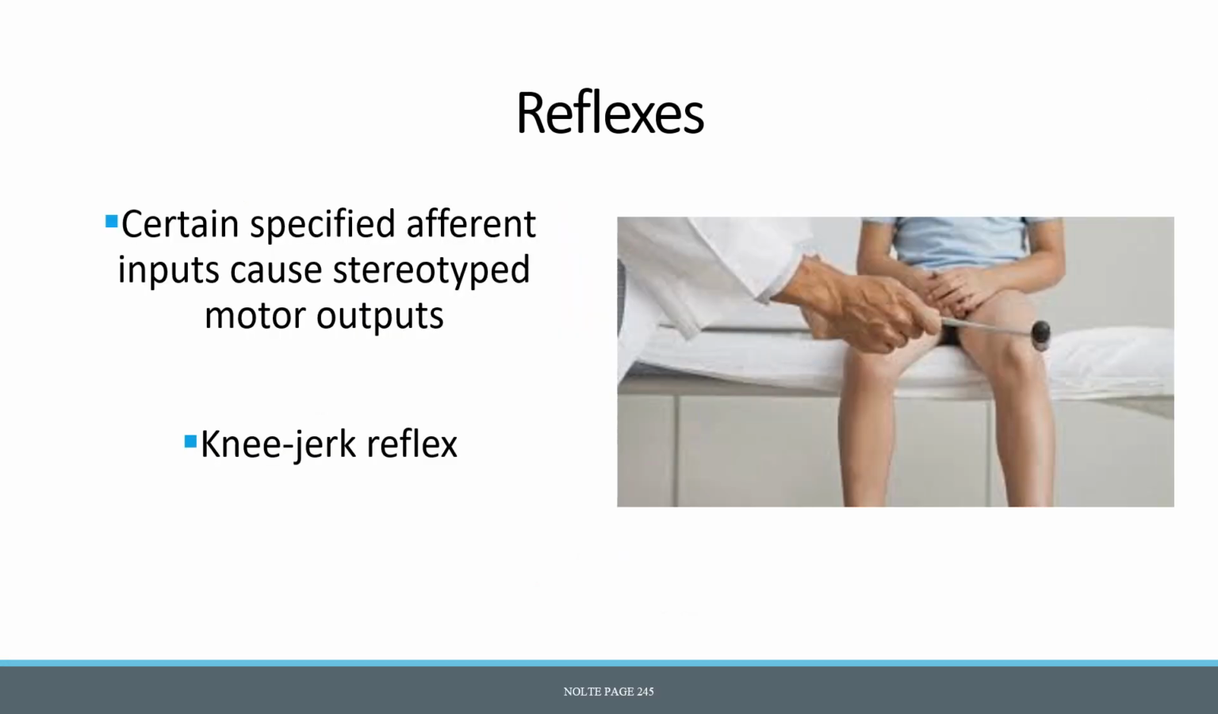Let's talk about reflexes now. So what is a reflex? Here's our definition. Certain specified afferent inputs cause stereotyped motor outputs. This is called a reflex. Our example here is the familiar knee jerk reflex. So you hit the patient's patellar tendon here with the reflex hammer, and their leg kicks out. So that's our first thought usually when we talk about reflexes, but we have more reflexes than just that.